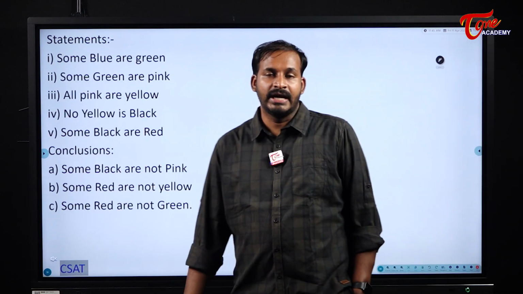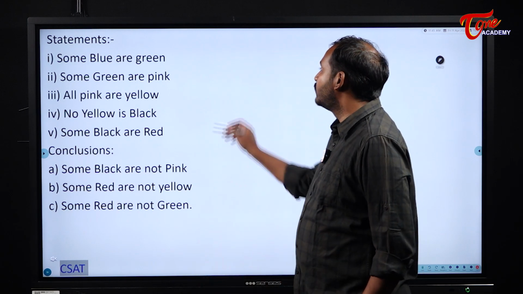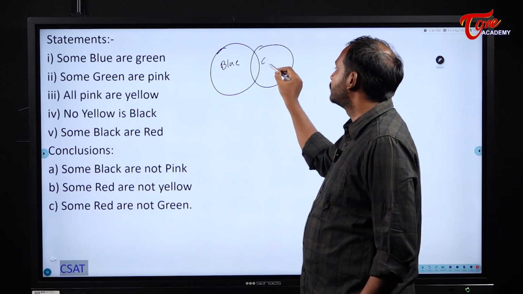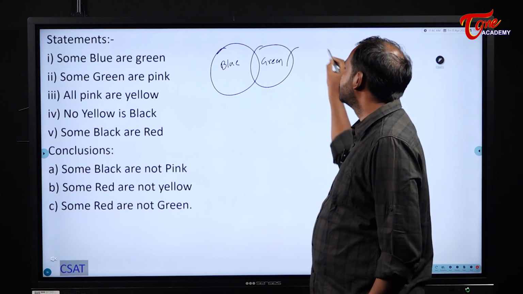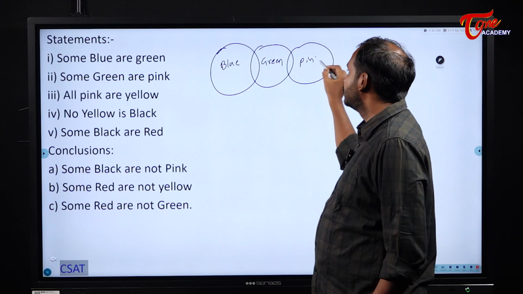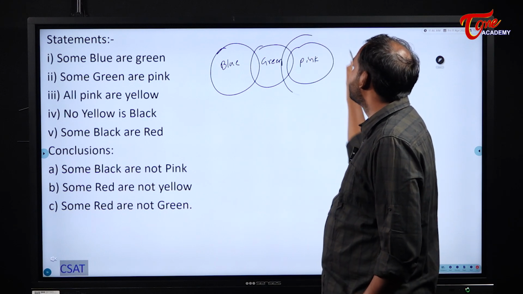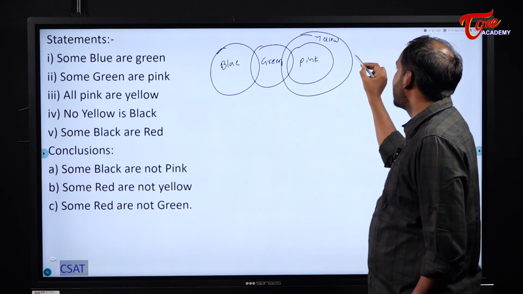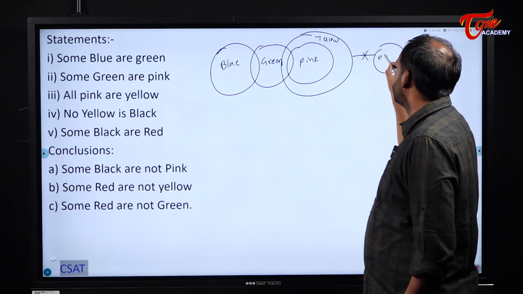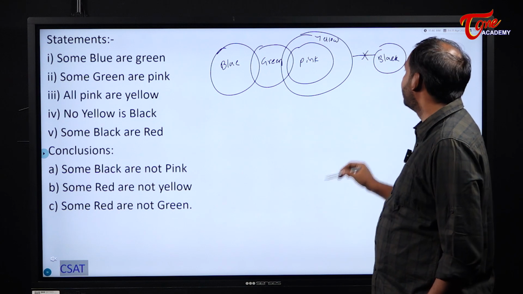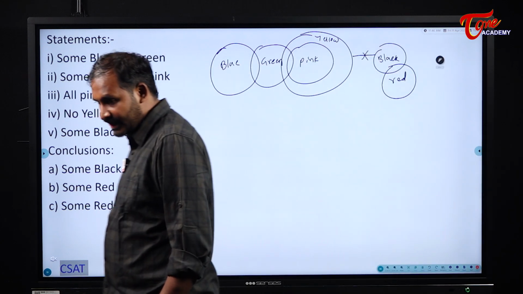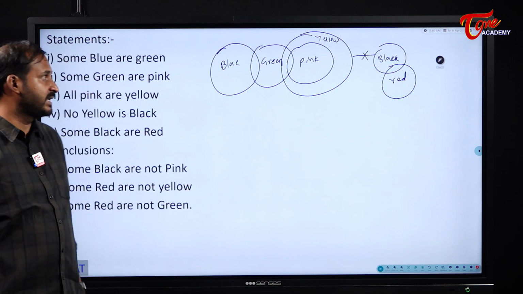Pause the video and try to solve it. Some blue are green. Okay, good. Some green are pink. Okay, that is also fine. All pink are yellow. Okay. No yellow is black. Next, some black are red. This is the basic diagram for me.